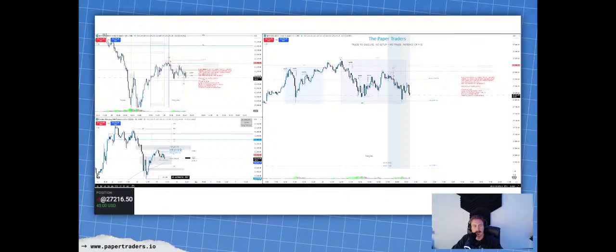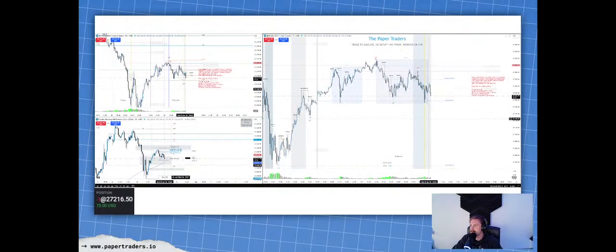Yeah, there you go. Look at that. So I'm in one contract right now. We're seeing if it wants to reach this, potentially maybe this one right there. It's 27,147.25.